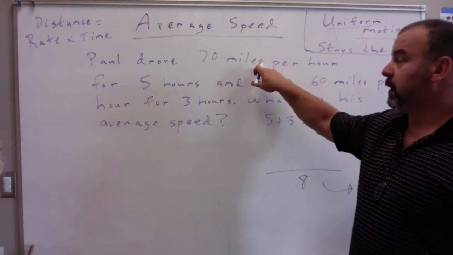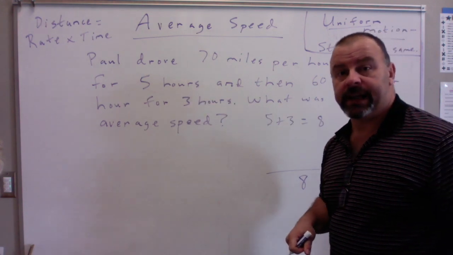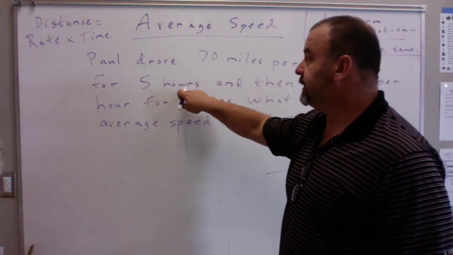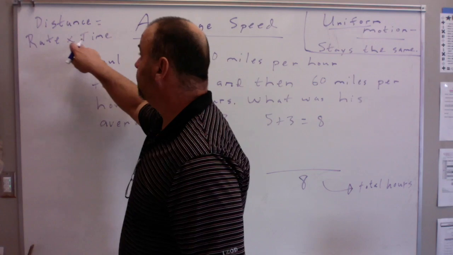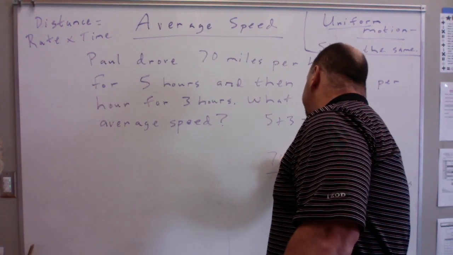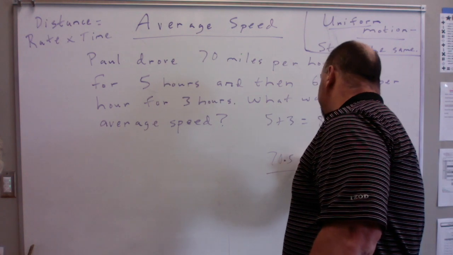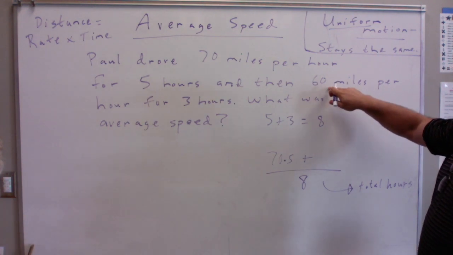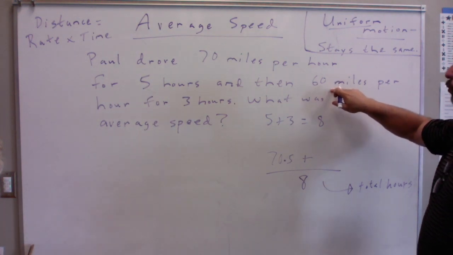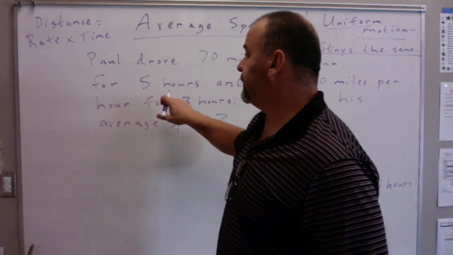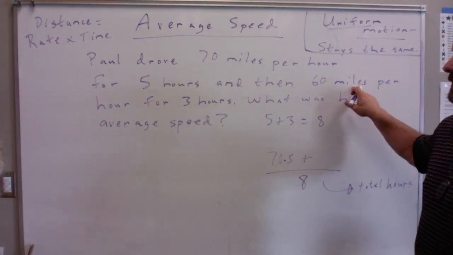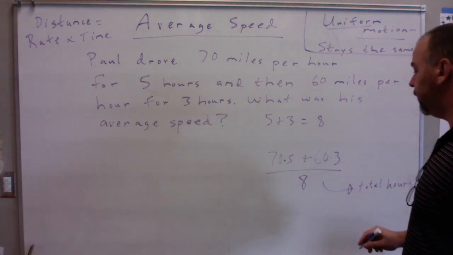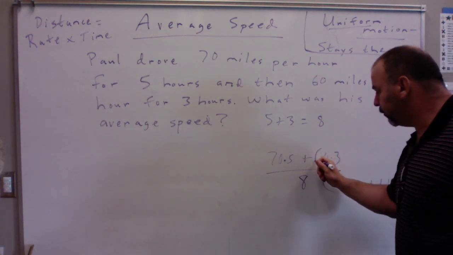Now here's the deal. He drove 70 miles per hour for 5 hours. So we're going to take the rate times the time: 70 times 5. We're going to put that up on top. And then we're going to add on 60 miles per hour, which is the other rate, times the time for 3 hours. So 60 times 3. Now here's the thing. How do we do this? What do we do here?